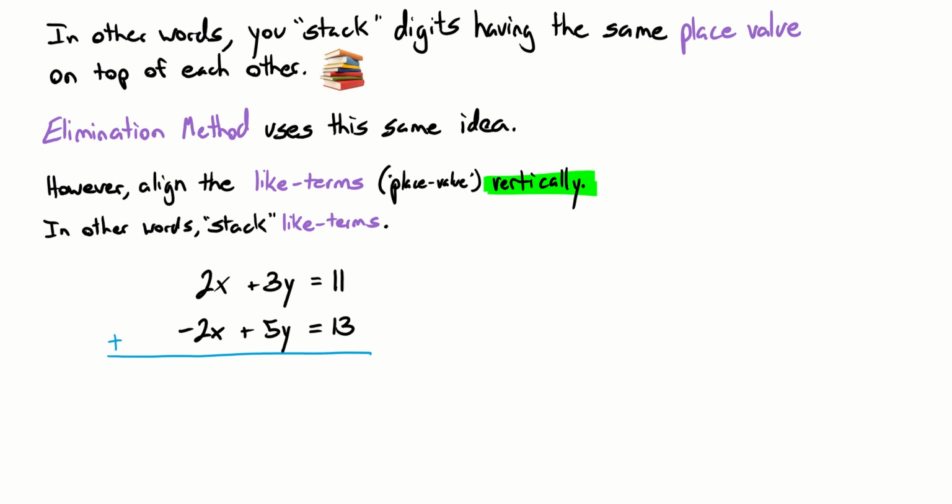Help me out, everyone. 2x plus negative 2x is 0. Those eliminate, right? 2 plus negative 2 is 0. So those are gone. Don't even write anything. Don't write 0y, don't write 0x, don't write anything. But we still got to keep going here. 3y plus 5y is 8y. And 11 plus 13, well, that's 24.